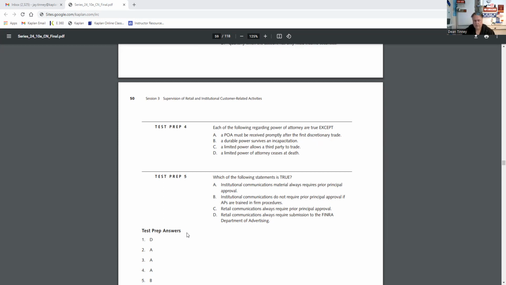Which of the following statements is true? Institutional communications always require prior principal approval. That is not true. If we have proper training in place, institutional communications do not require prior principal approval if they're trained in the firm's procedures. The answer is B. I recently put up a little carve out on retail communications. Make sure you do know that. As a 24, if it's correspondence, very testable, 25 or fewer in a 30-day period, you as a principal can approve pre or post distribution. If it's retail communication, more than 25, you as a principal need to approve it pre-distribution.